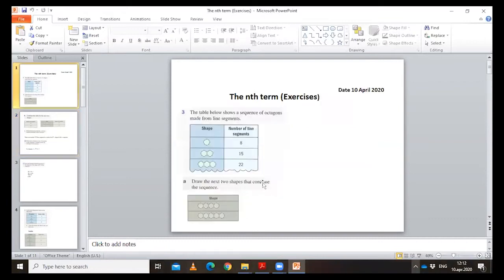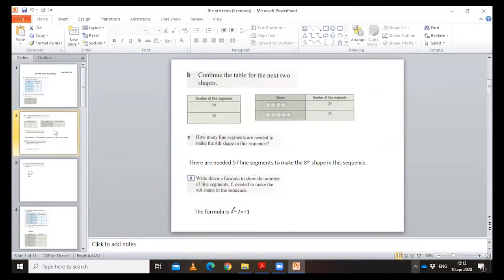So it was 22. Now for the fourth, it will be 29, 7 more. For the fifth, it will have again 7 more, so 29 plus 7, 36 line segments. The requirements A and B have the same answer. I've tried to give a table showing both of them, the shape and the line segments respectively.